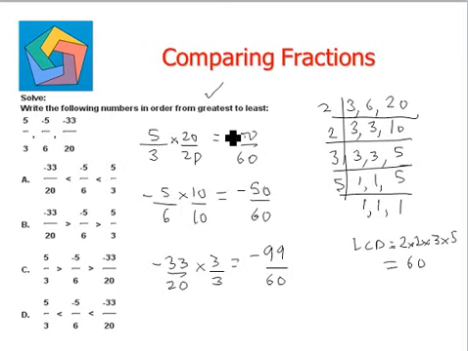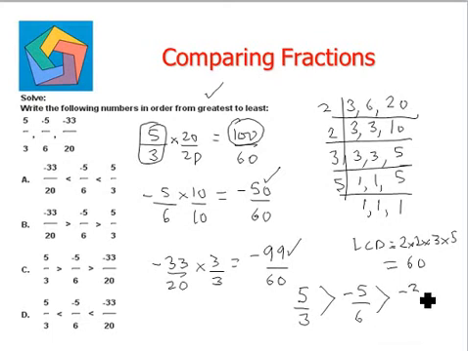We have to find out the greatest first. Now here one is positive while the two others are negatives. So the positive number is always greater than the negatives. So 100 over 60 is the largest fraction. So 5/3 is the largest. Now we have two negative fractions, negative 5/6 and negative 33/20. So here we have negative 50 and here we have negative 99. We know that negative 50 is greater than negative 99. So negative 5/6 comes next, and the smallest is negative 33 over 20. This is the final answer. It can be seen in option C.